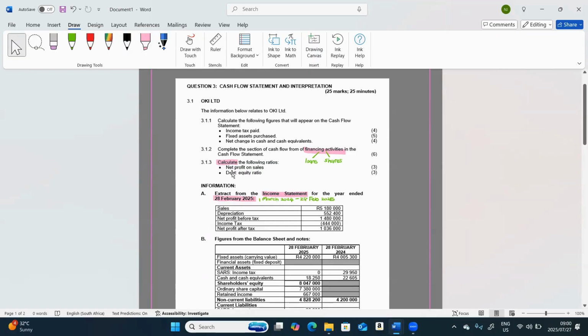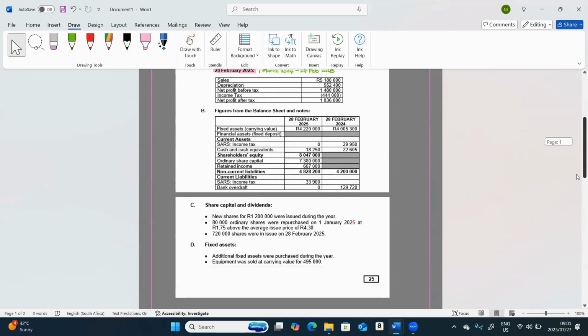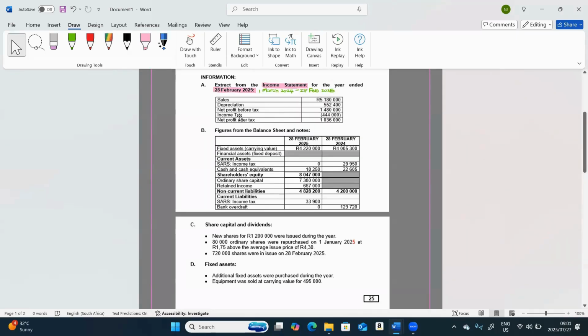We know debt is our long-term debt and our equity is our shareholders' equity. Okay, we also know that the income tax of 444,000 Rand will be under the income tax paid, the cash outflow for the payment of income taxes. We are going to use that in that calculation. Okay, so basically we are going to use everything in the income statement provided. Then the figures from the balance sheet and the notes.